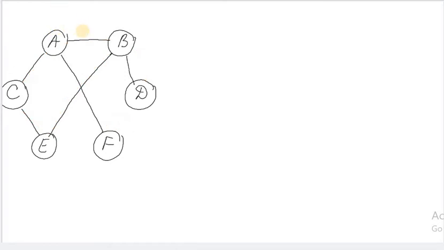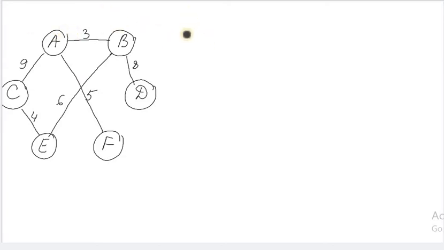And now let me write the costs of the edges. So the cost of the edge AB will be 3, AC will be 9, AF will be 5, BE will be 6, and BD, let it be 8, and CE will be 4. So in this weighted undirected graph, in the following minutes we will find the minimum spanning tree using Kruskal's algorithm. And it's actually pretty simple.